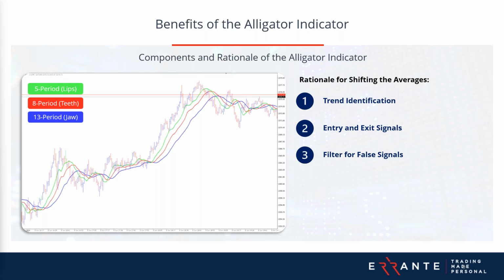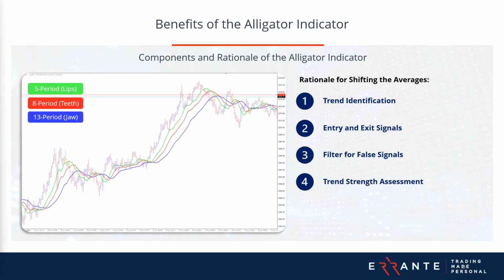Then we use Alligator to filter false signals by showing the states of the market, like trending or ranging. The Alligator can help filter out false signals generated by other indicators in non-trending markets. This reduces the likelihood of entering trades based on misleading signals, sometimes joining the market very late or very early, thereby improving the accuracy of our trades.